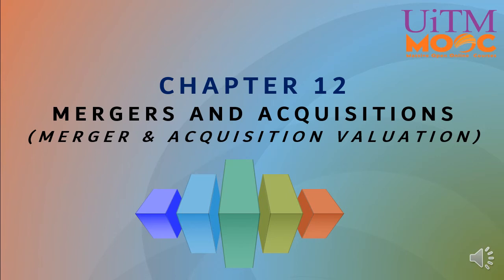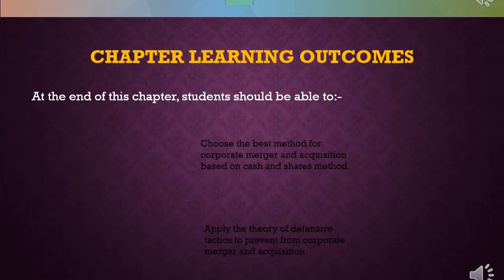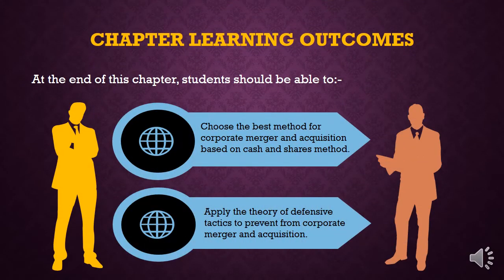Chapter 12 Mergers and Acquisitions, and the topic Merger and Acquisition Valuation. Chapter Learning Outcomes. At the end of this chapter, students should be able to, first, choose the best method for corporate merger and acquisition based on cash and share method. Second, students should be able to apply the theory of defensive tactics to prevent corporate merger and acquisition.